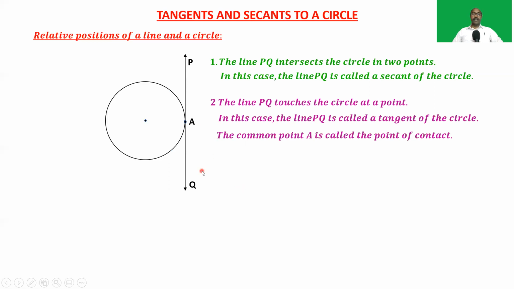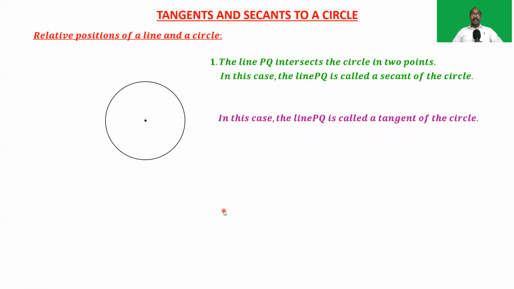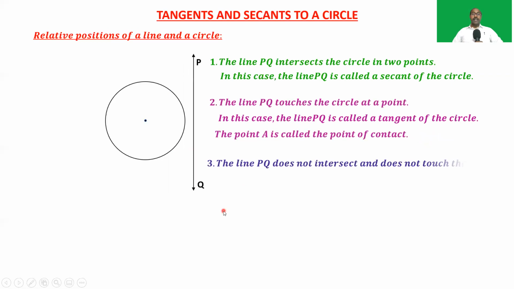So this is the second position. The first one is secant and the second one is tangent, and the third position is that the line PQ does not intersect and does not touch the circle. So that is, the line is away from the circle. These are the three relative positions of a line and a circle.